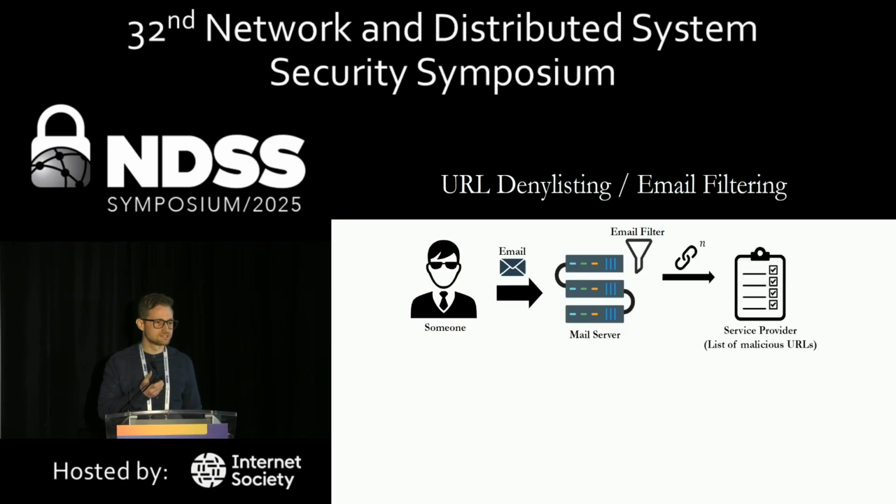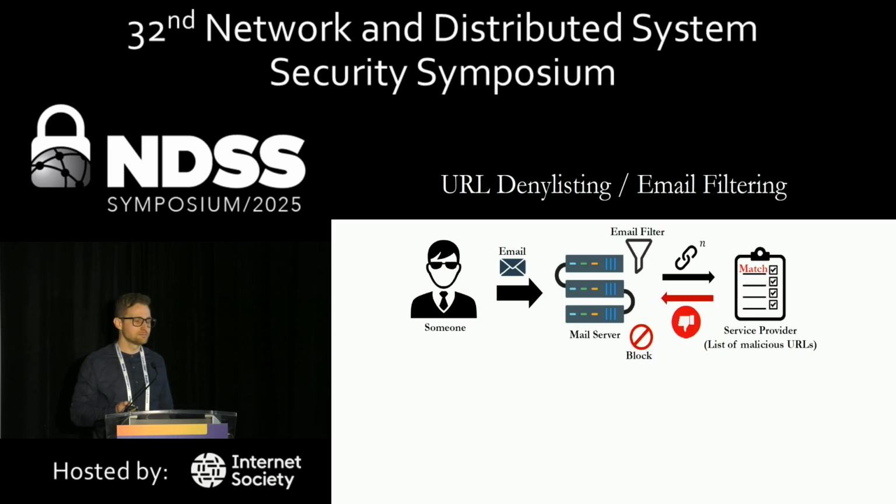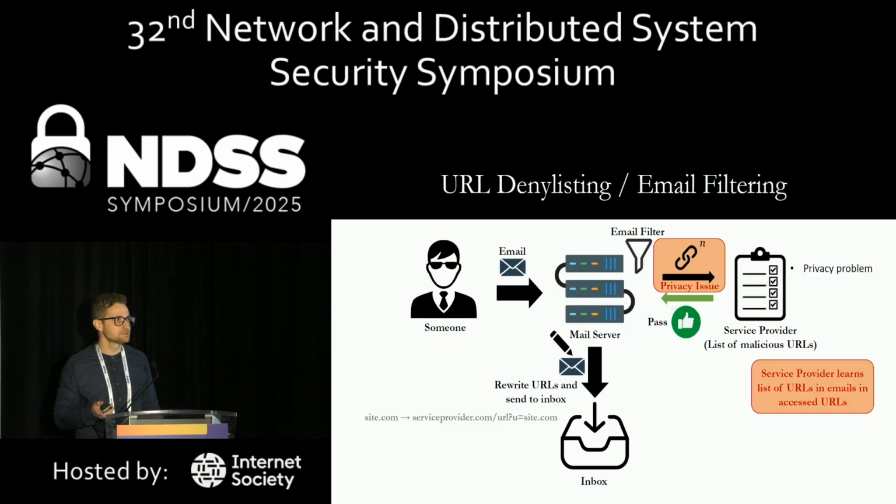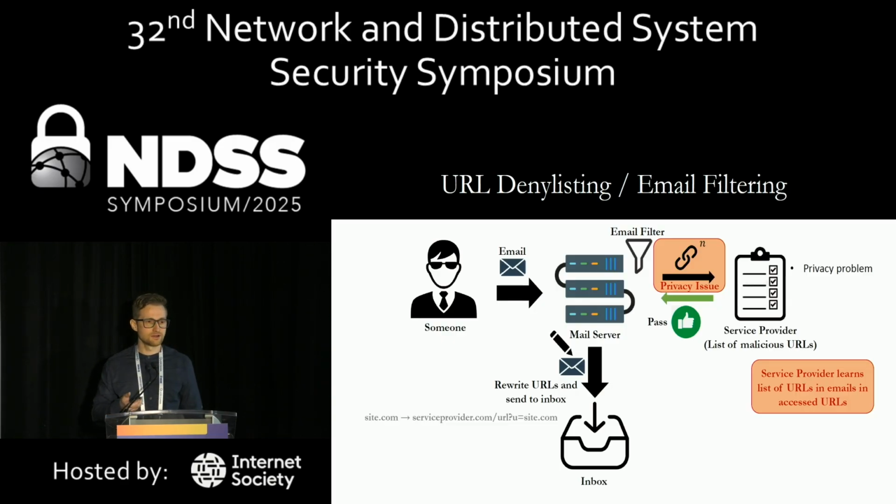Your mail server will take this list of URLs in your email and send it to the service provider. The service provider will match this list against a database of malicious URLs. And if there is any match, it will inform the mail server, which will block the email and not let it get to your inbox. Otherwise, if there is no match, it's all good, and the email goes to your inbox. The problem here is that we have a privacy issue, because the mail server is sharing the whole list of URLs that you get in your email.